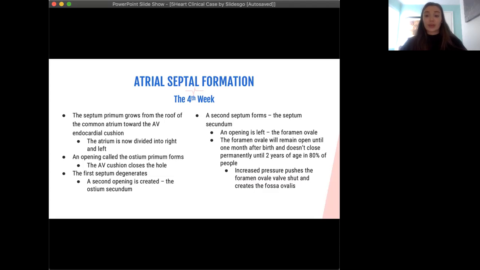So the foramen will remain completely open until birth, but when birth happens, increased pressure from the left atrium pushes the 2 septa closed, creating the fossa ovalis. And this hole, or the foramen ovale, doesn't close permanently until about 2 years of age in 80% of people. And then of course it not closing is associated with the patency defect.